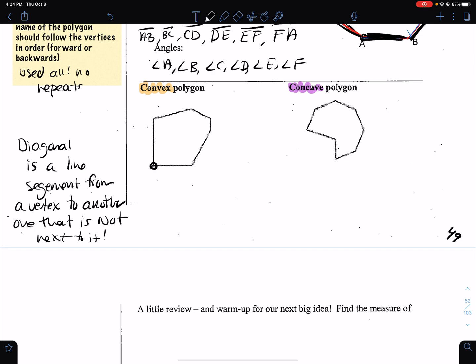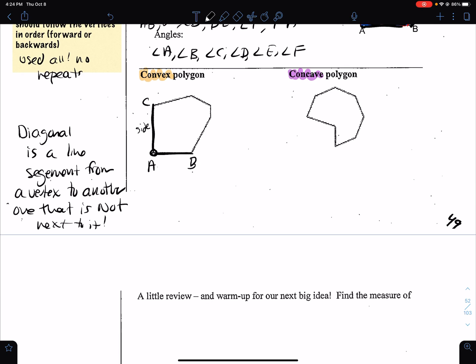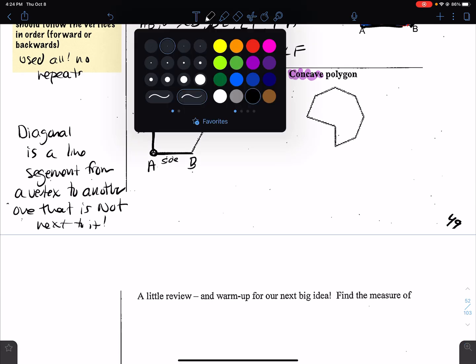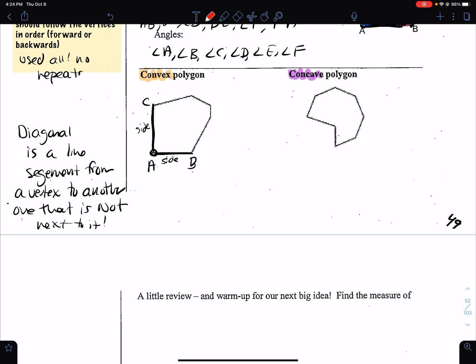Right, like for instance, if I started here at vertex A, going to C, that's a line segment, so that's a side. That's not a diagonal. That would be considered a side. Just like AB would also be considered a side. So if I wanted to create a diagonal from A, I'd have to go to one of these other vertices that it wasn't touching. So like that one, or that one. If I start at B here, the diagonals would be connecting to all the vertices that it's not touching on either side.